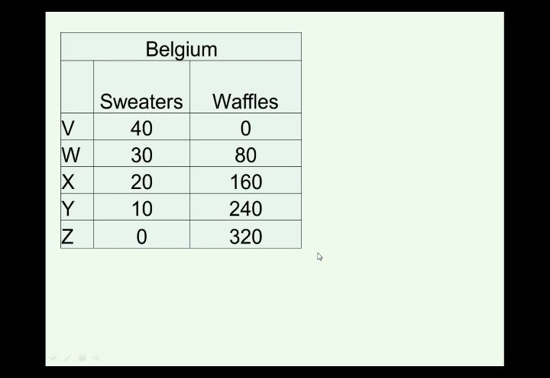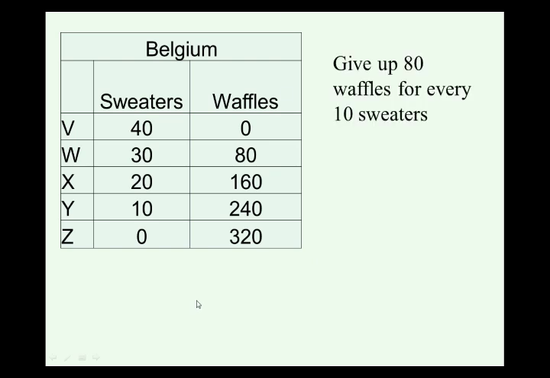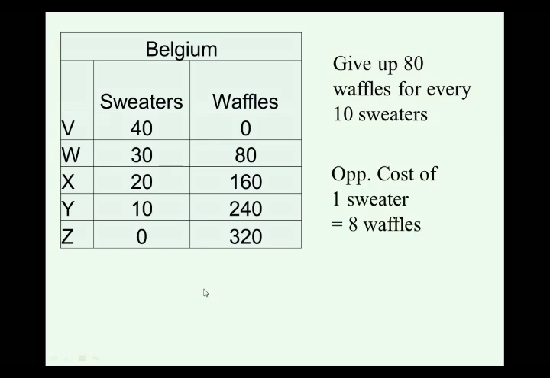Now let's go on to Belgium. Again I have the same two goods, sweaters and waffles, and I'm looking at 1 labor hour. Notice here, if they totally devote that labor hour to sweaters in Belgium, they make 40. At the other extreme, if it's totally devoted to waffles, they'll make 320 in that hour. But what we see is every time we increase waffle production by 80 waffles, it's going to cost us 10 sweaters because we're reallocating that labor hour. So that ratio reduces to an opportunity cost of 8 waffles in order to produce 1 additional sweater.